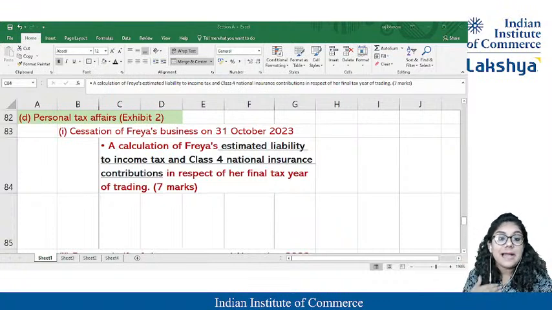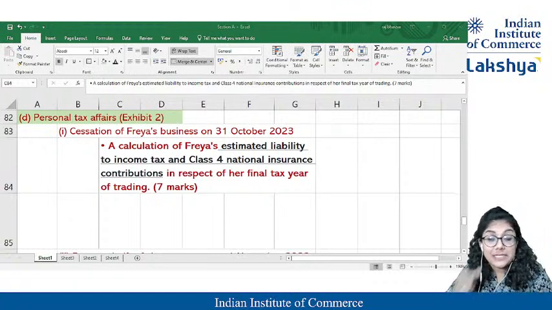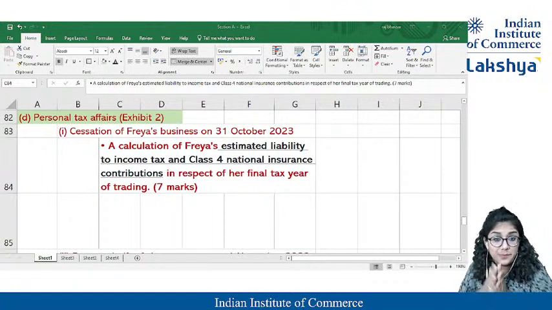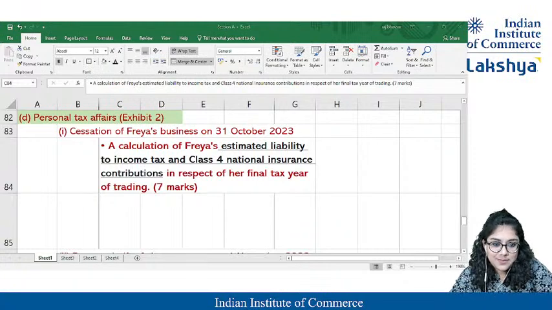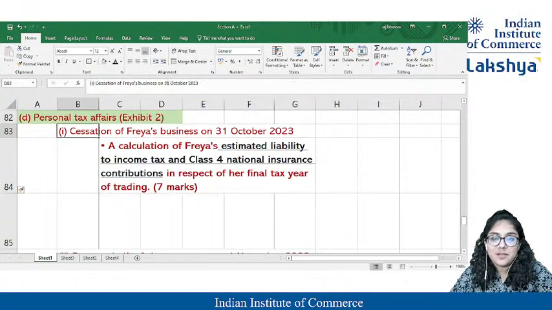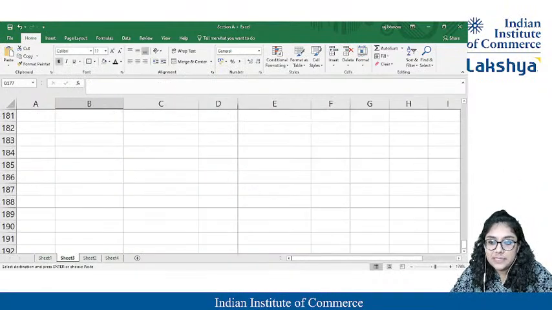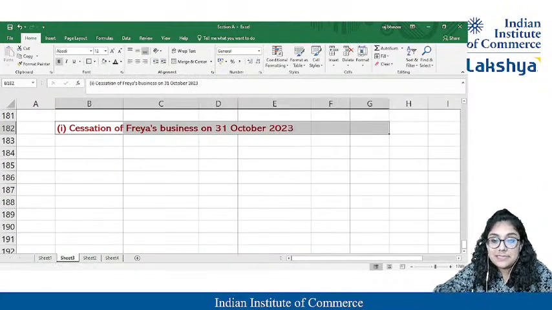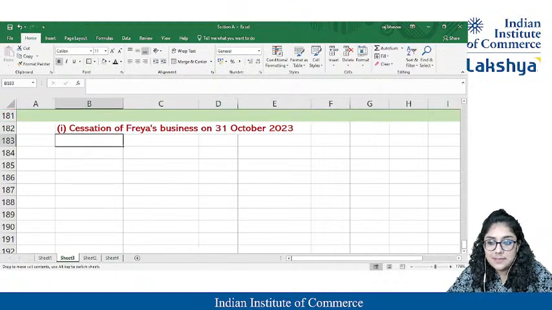So over here I am liable to prepare the financial statements and check out the income tax liability, which is one of my favorite things. I love income tax. That is worth 7 marks, guys. It's an easy 7-marker question. You can easily get the 7 marks. So let's start writing the answer. This is the cessation of FRERA's business.